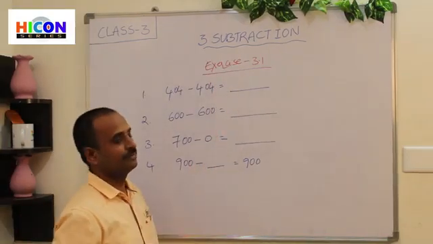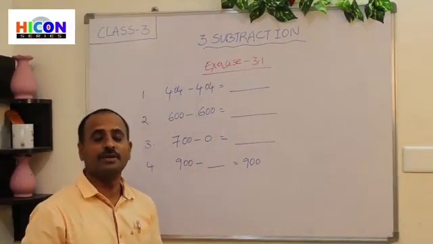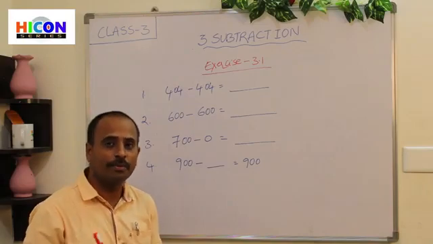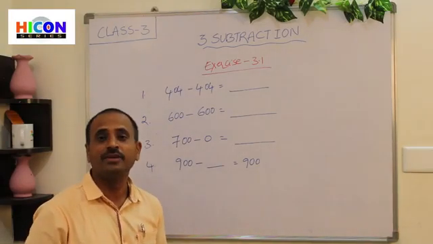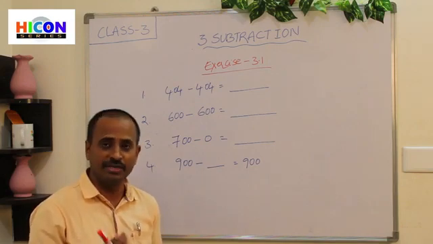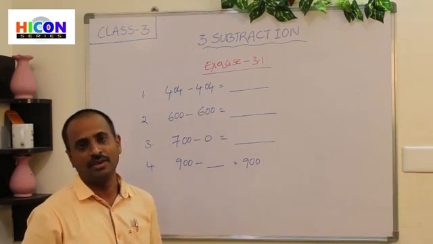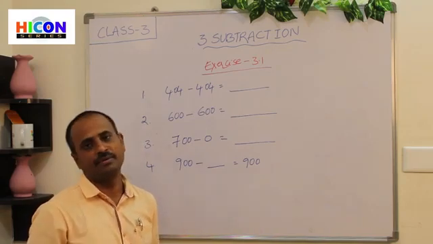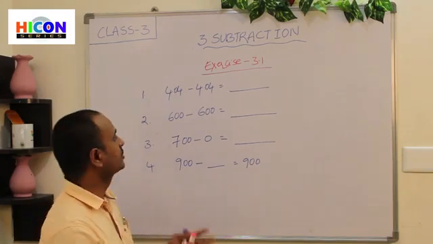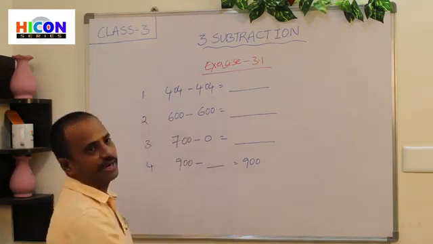Exercise 3.1. Let us practice some subtractions which are based on the properties of subtraction. So what are the properties of subtraction? If any number is subtracted from itself, we will get 0. And if we subtract 0 from any number, we will get the same number. By using these properties, now we will solve these subtractions.